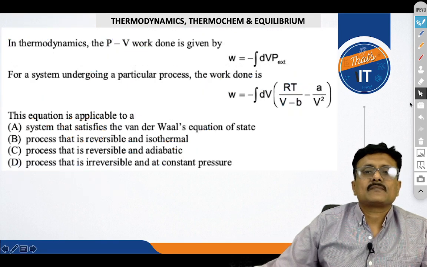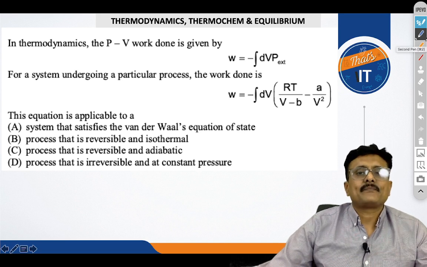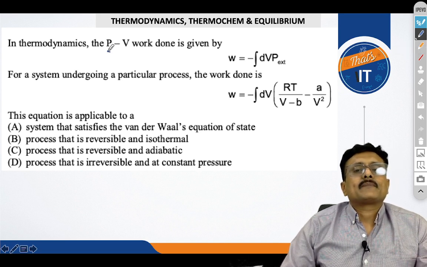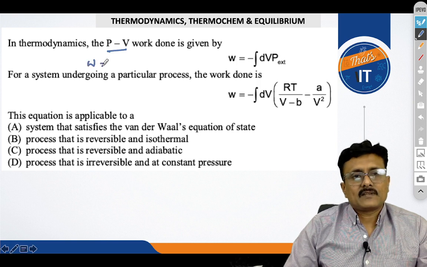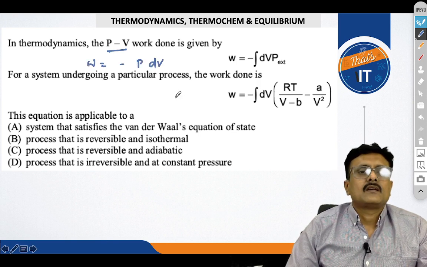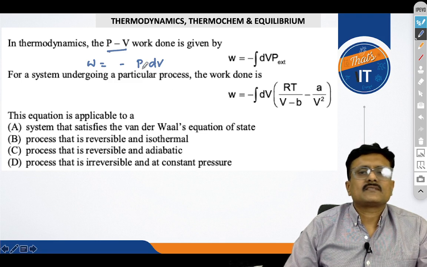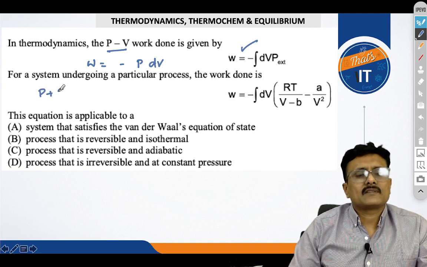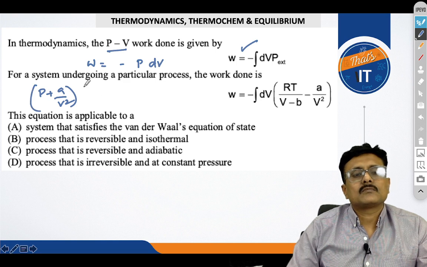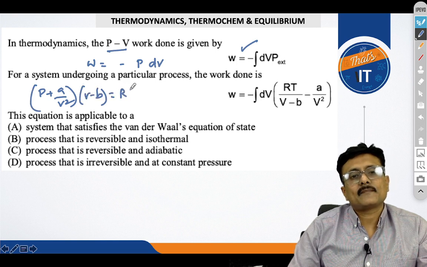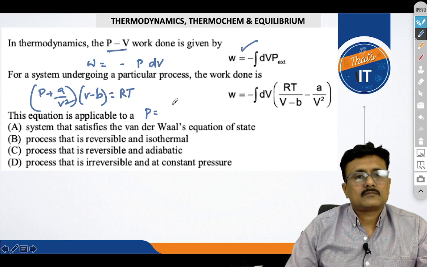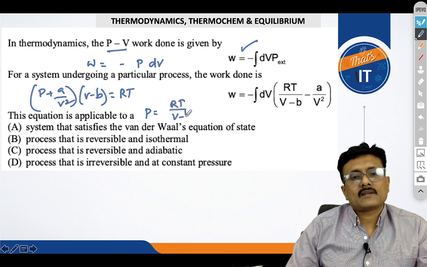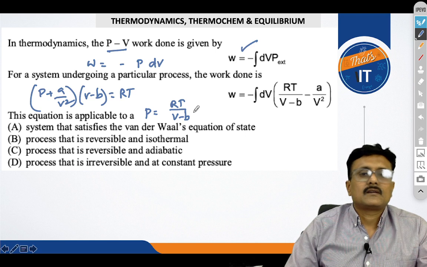So let's see the next question. Looks to be a little bit theoretical. The pressure work is given, right? That PdV. So you can see that this is nothing but the work done which is mentioned, and for the van der Waals real gas equation, what do you get? P plus a per mole of the gas into V minus b equal to RT, or P is equal to RT by V minus b, minus a by V square.